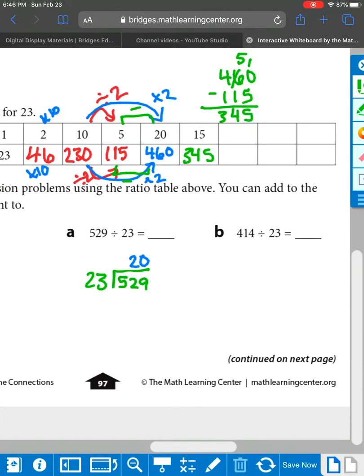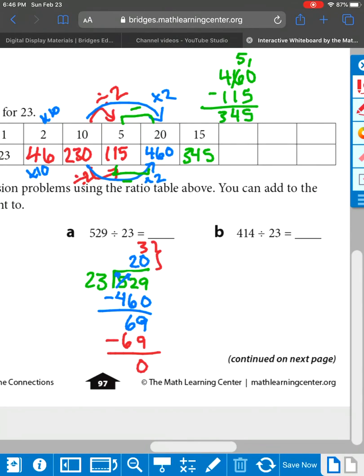So 529. I still can subtract 460, which is great. I would just end up with, let's see, 69. So now I'm thinking, okay, how many more groups of 23 can I take away if my goal is to get to 0? Maybe 3 groups. And I can find that 3 groups of 23 is also 69. And that takes me all the way down to 0. So I know I'm done my subtracting.